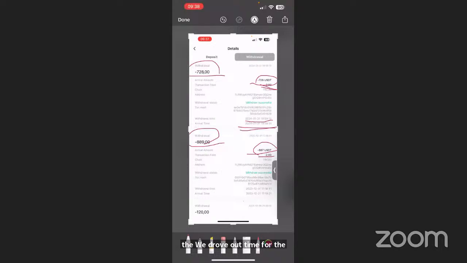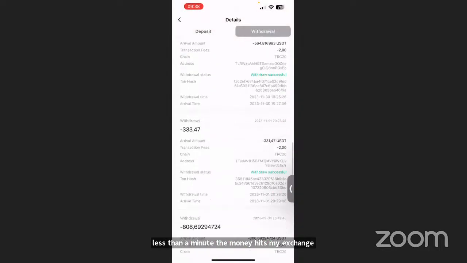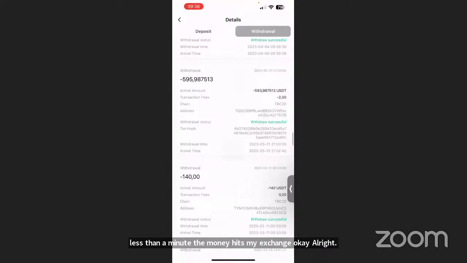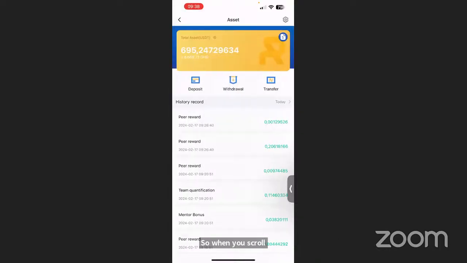Because it's very important if you are sharing the opportunity and someone wants to know how your withdrawals are done. If I bring someone, do I get the money instantly and can I withdraw it instantly? You can boldly tell the person yes, and it doesn't actually delay for the money to get into your wallet. If it delays, then you should know it's your network, I beg. Because since I joined this business, it's only less than a minute before the money hits my exchange, okay? All right. So when you scroll down, you see all the withdrawals I made since I joined the business, okay?